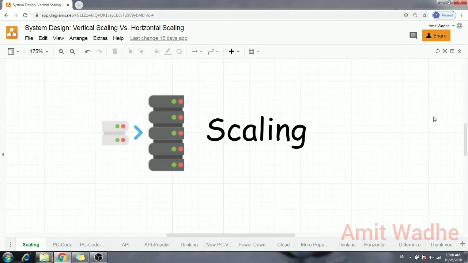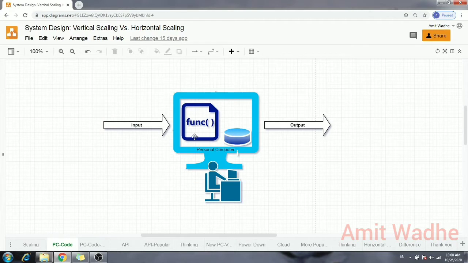Today we will see a very important concept in system design, that is scaling your application. So we will take one sample example and walk through that example throughout this video to explain this concept. Let us consider I have developed one algorithm on my personal computer, which requires a database, and that database is also installed and set up on my personal computer.